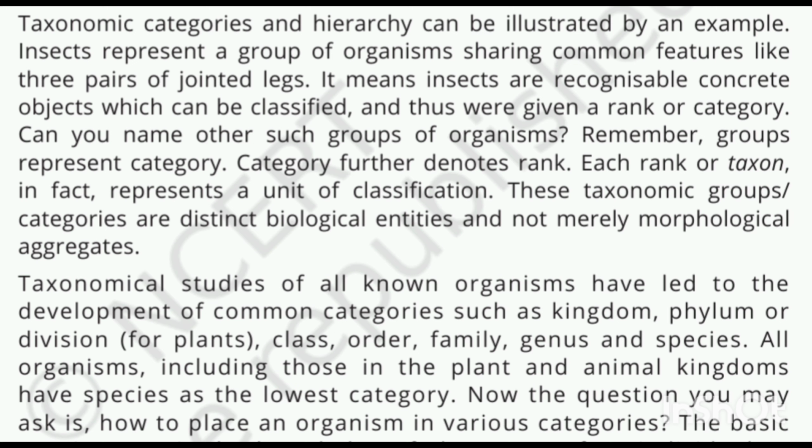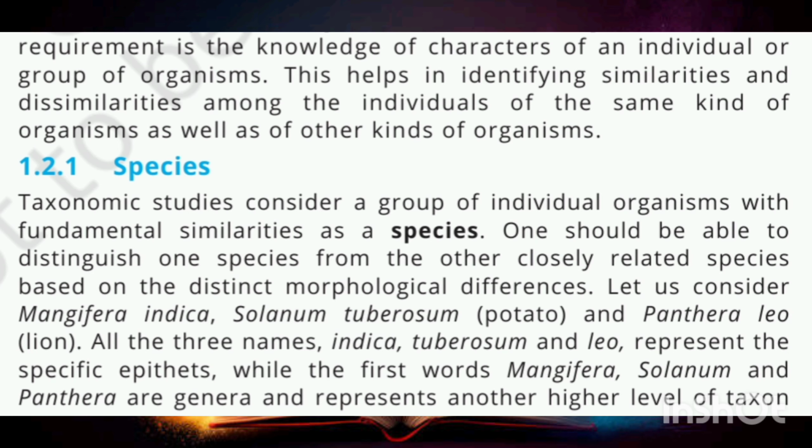Taxonomical studies of all known organisms have led to the development of common categories such as kingdom, phylum or division for plants, class, order, family, genus, and species. All organisms, including those in the plant and animal kingdoms, have species as the lowest category. Now the question you may ask is, how to place an organism in various categories? The basic requirement is the knowledge of characters of an individual or group of organisms.